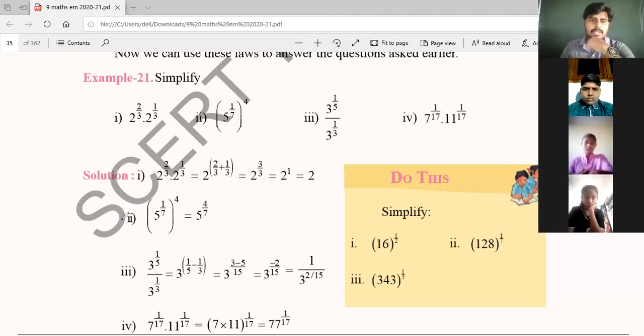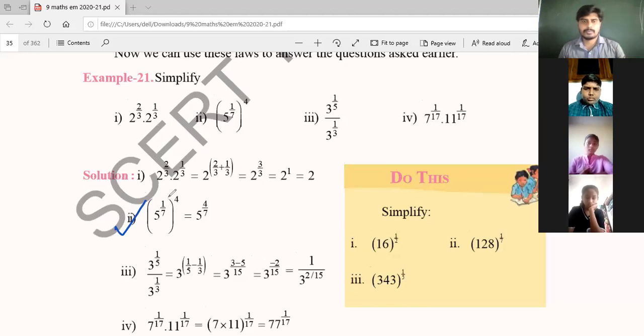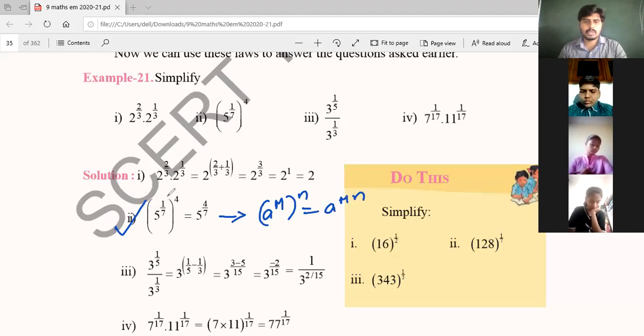Next, see the second one. You can raise a hand if anybody is having a doubt. 5 power 1 by 7, whole power 4. So what is the formula we used here? (a power m) whole power n, we can write a power mn. So where m is equal to 1 by 7 and n is equal to 4, that becomes 5 power 4 by 7, right?